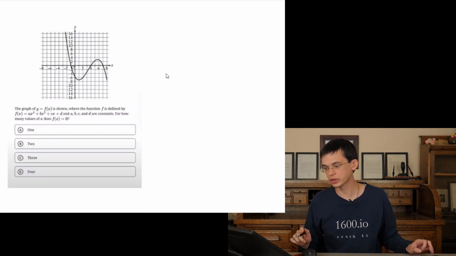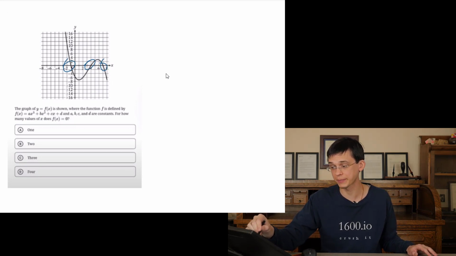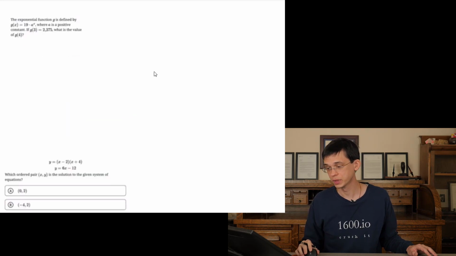So we have a graph here, a cubic function. How many values of x is f of x equals 0? How many times is the y value 0? That happens 3 times. So the answer is C.